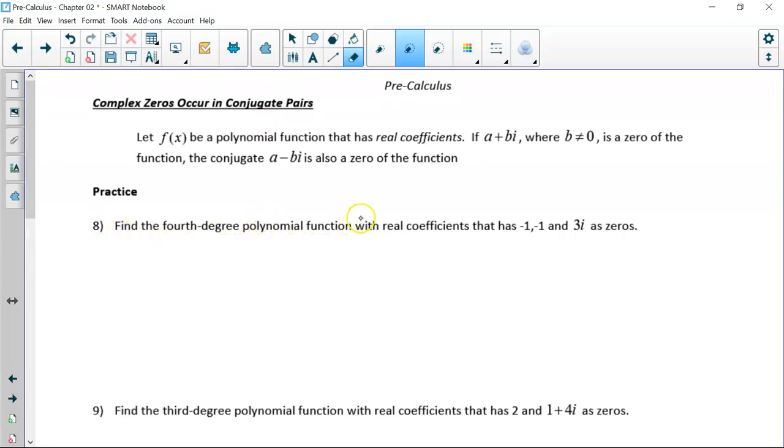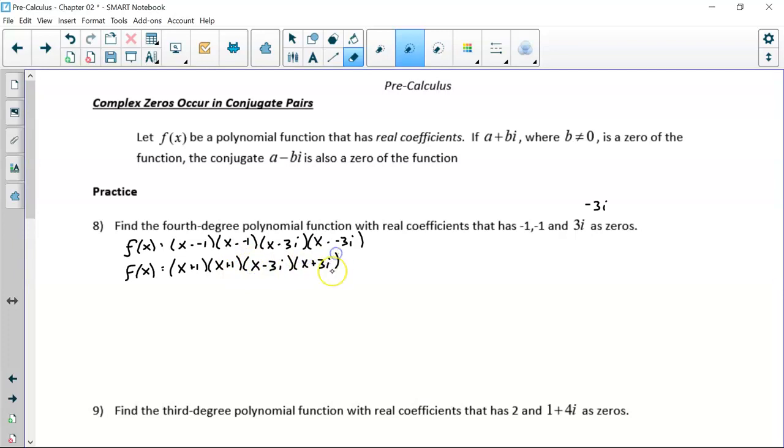problem number 8, we have a 4th degree polynomial with real coefficients of x's are -1, -1, 3i. So if 3i is a 0, its conjugate -3i is a 0. So f of x equals, always subtract your zeros from x: x minus -1, x minus -1, x minus 3i, x minus -3i. So we clean that up. F of x equals x plus 1, x plus 1, x minus 3i, x plus 3i.